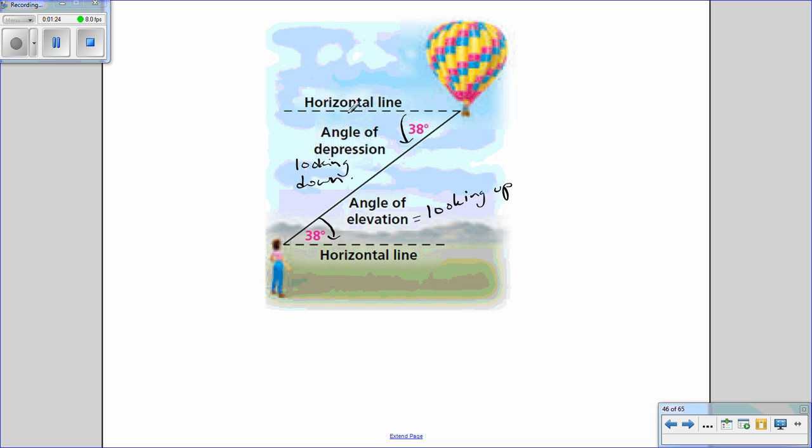Now if you notice, all horizontal lines are parallel, and if you notice our Z here, an angle of depression and an angle of elevation are always going to be congruent. That would be alternate interior angles created by two parallel lines and a transversal. The transversal would represent the line of sight from those two people, one in the hot air balloon and one down on the ground.